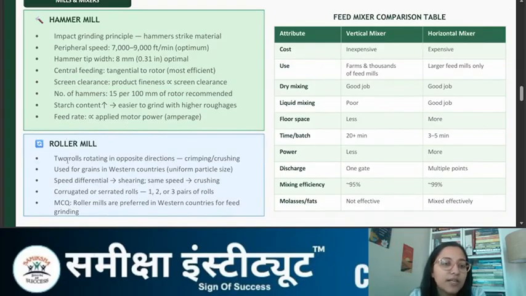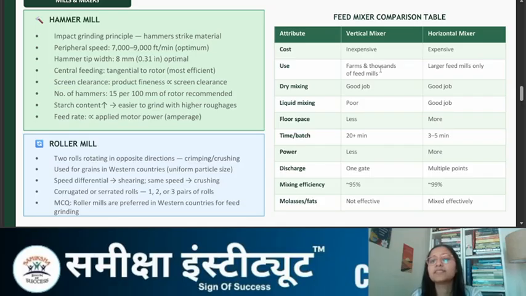Then in the case of roller mills, 2 rolls rotate in opposite directions. So there is crimping and crushing. Crimping and crushing is there. Then it is used for grains in Western countries. Roller mills are used in commercial mills. Then speed differential is there. Basically shearing is done through cutting and crushing. Both of them are applied here. Then sometimes corrugated or serrated rolls are there.